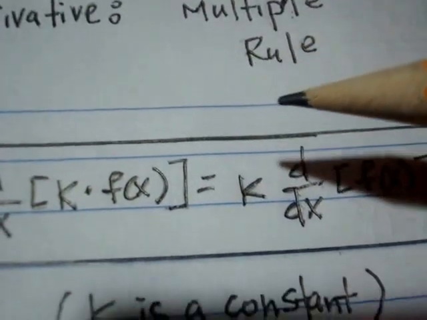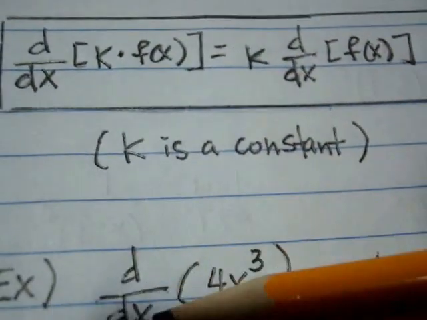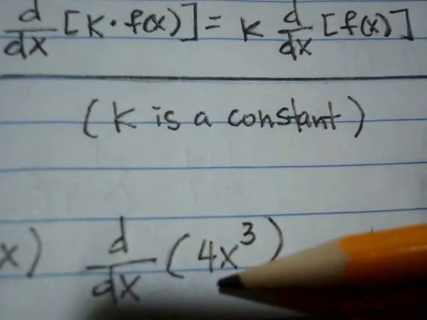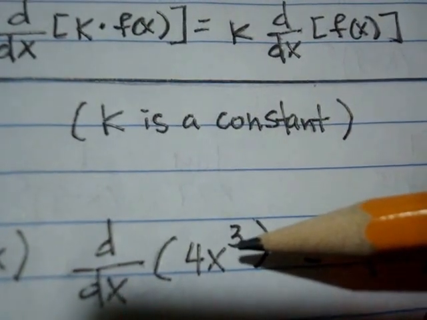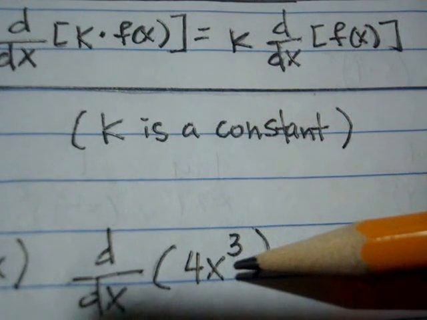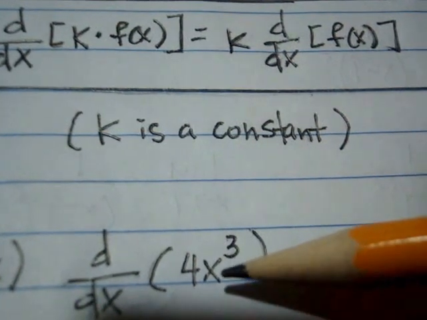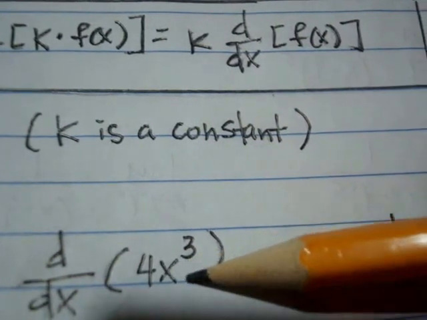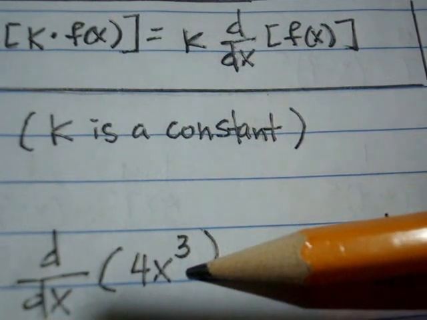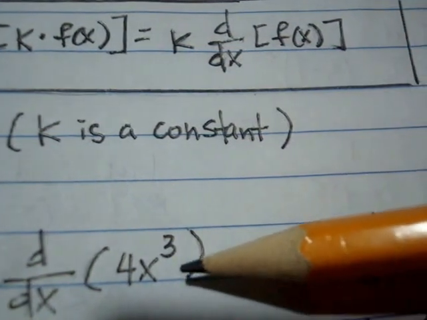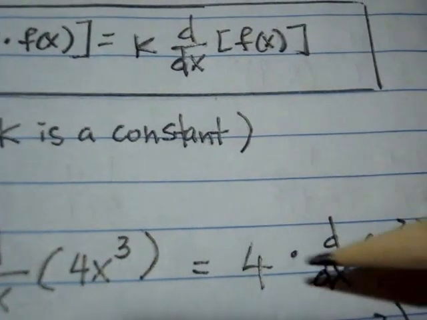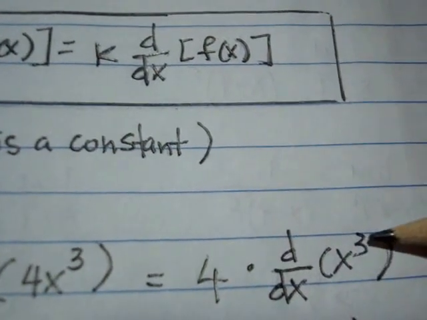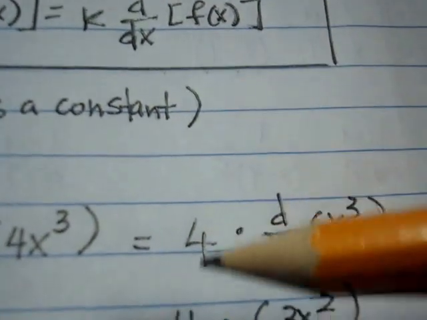For example, let's say that you're given this derivative and they want us to take the derivative of 4x raised to the third power. To solve this problem, the first thing you need to do is take out the constant, which is the 4. And then you multiply by the derivative of this expression. So take out the 4 and take the derivative of x raised to the third power. The 4 stays the same.